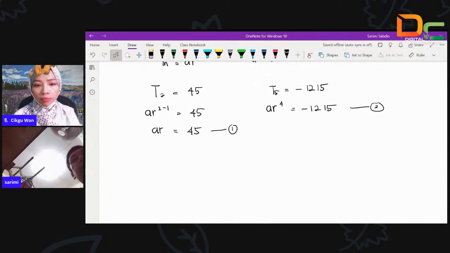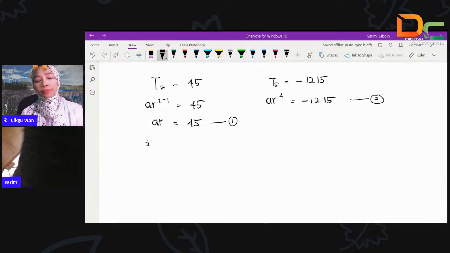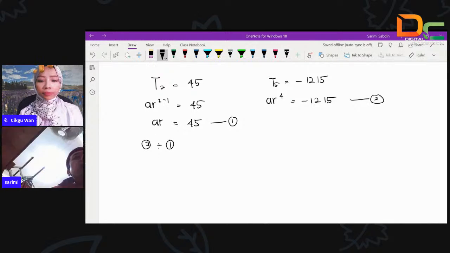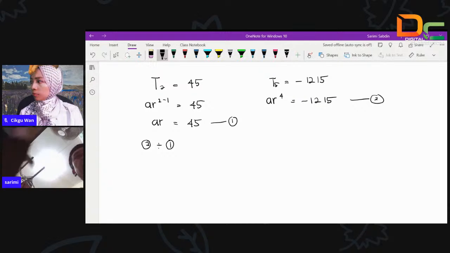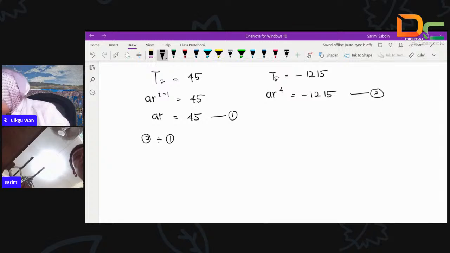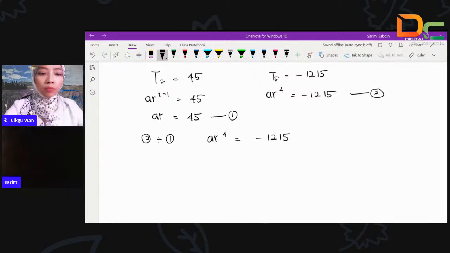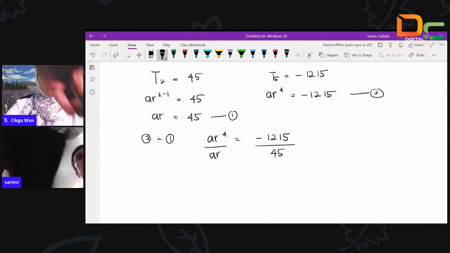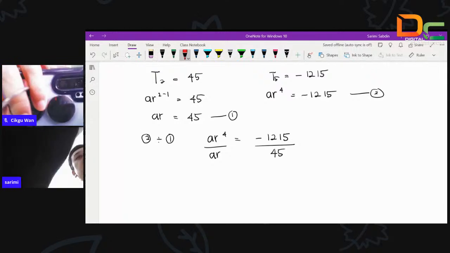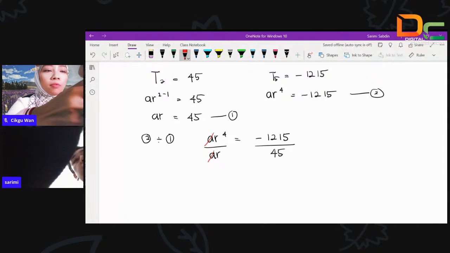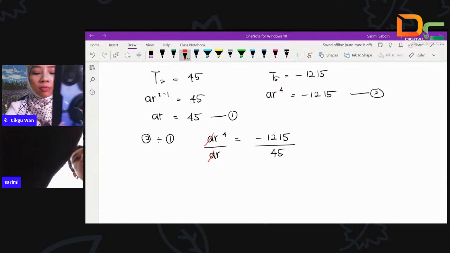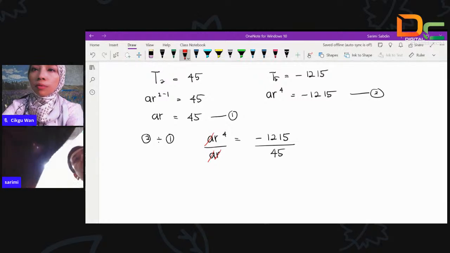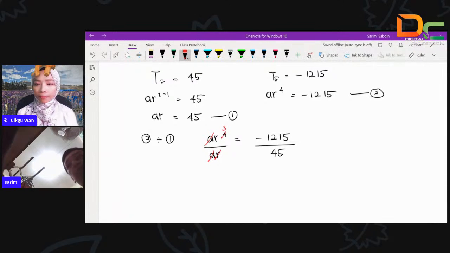You can use the substitution method or the elimination method. I will use the elimination method. I will take the second equation and divide it by the first equation, because then I can eliminate A. The second equation is A R to the power of 4 equals negative 1215, divided by the first equation, A R equals 45. On the left-hand side, we can eliminate A because A over A is 1, and we can also eliminate one R from the top and the one below.